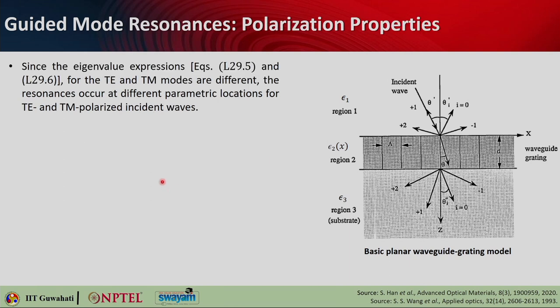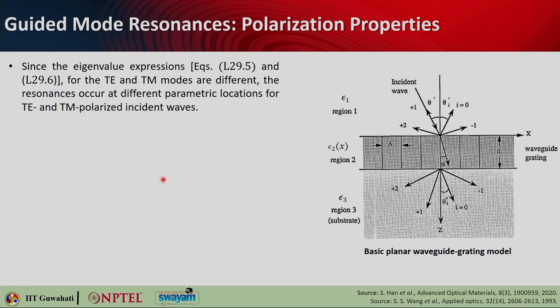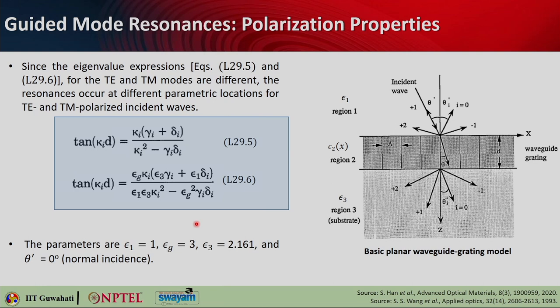Now since the eigenvalue expressions for TE and TM modes are different and the resonances occur at different parametric locations, that is easily understood, as the eigenvalue equations for TE and TM modes are different. So the resonance for TE and TM mode will occur at different parametric locations. Okay, so these are the two equations for your quick reference. Now you can consider these as parameters, and that will allow you to calculate some parameters that you can take.